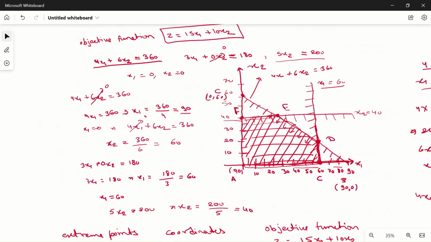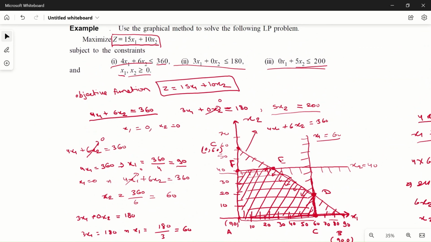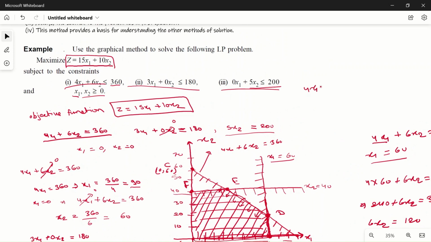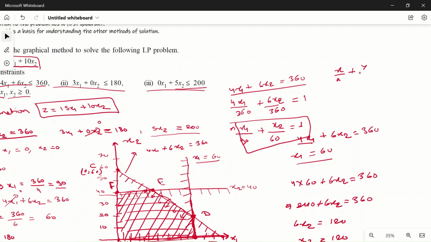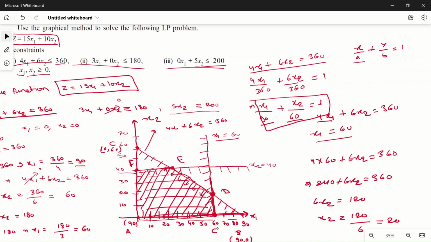Now here you can see that you have found a value of x1 and x2. You can do another thing: 4x1 plus 6x2 is equal to 360. So you can divide it by 360, so 4x1 divided by 360 plus 6x2 divided by 360 is equal to 1, or x1 by 90 plus x2 by 60 is equal to 1. This is the equation of this line. So the equation of a line is x by a plus y by b is equal to 1. If you compare, then a is equal to 90 and b is equal to 60. So you can get the intercepts at the x1 axis and x2 axis, which are 90 and 60.